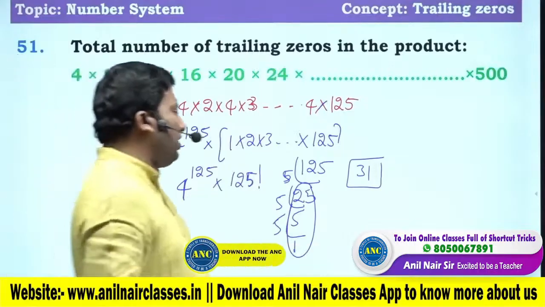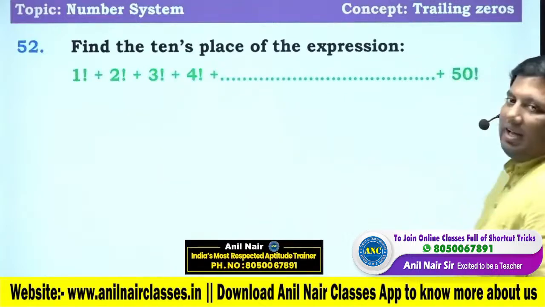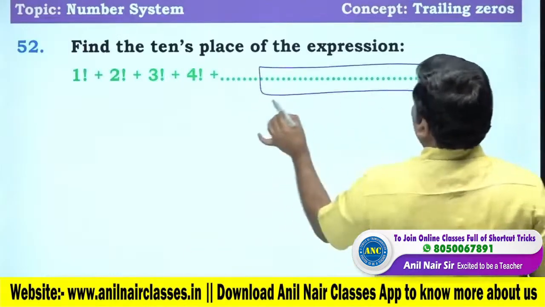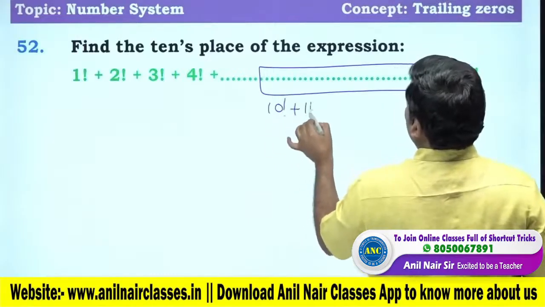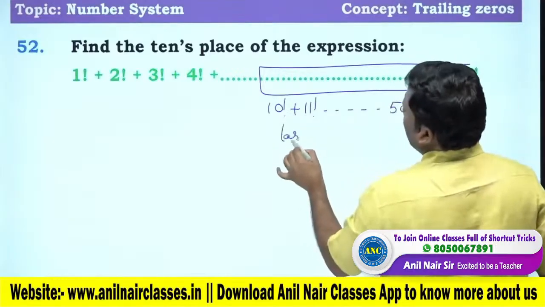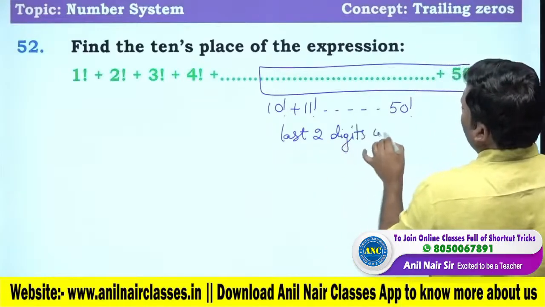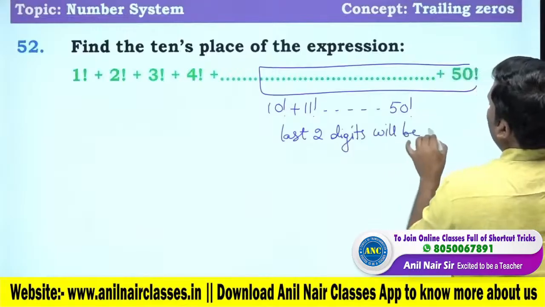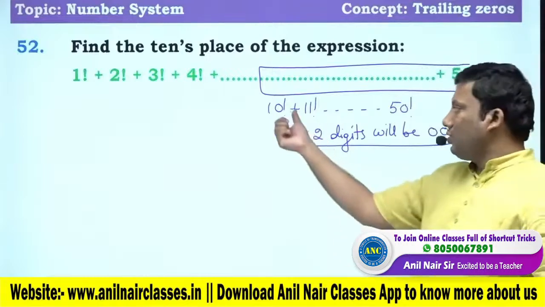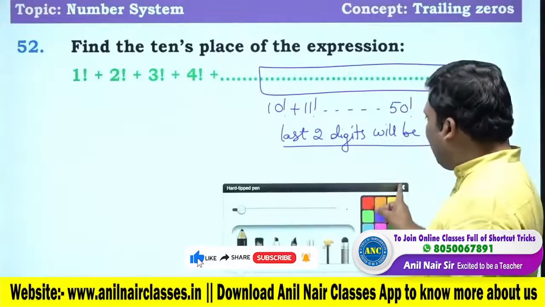Idea clear? This question, various models we already discussed. Find the tens place of this expression, from 10 factorial till 50 factorial. The last two digits will be 0, 0. Why? Because 10 factorial gives you the number of zeros at the end, two zeros. So the last two digits from 10 factorial onwards will be 0, 0.